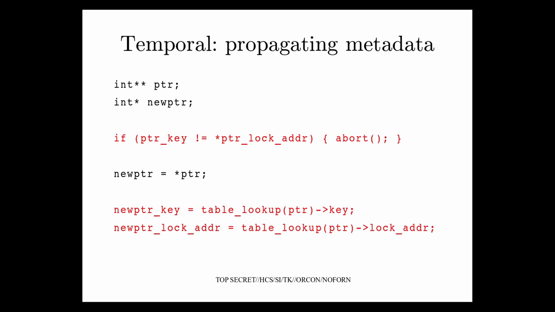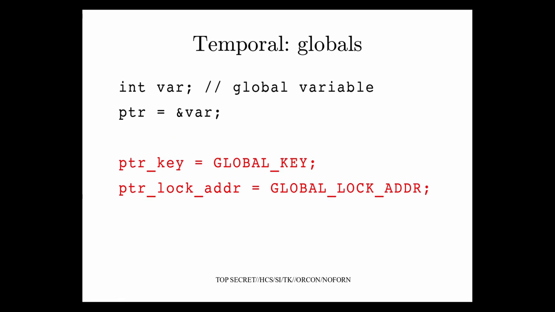And then propagation of metadata pretty much works again like the spatial checks. You've seen all that: loads and stores. Globals cannot be freed, so we just introduce a key, which is a global key, and a global lock address that always match each other. So when a global is accessed, we have a key and a lock that work.